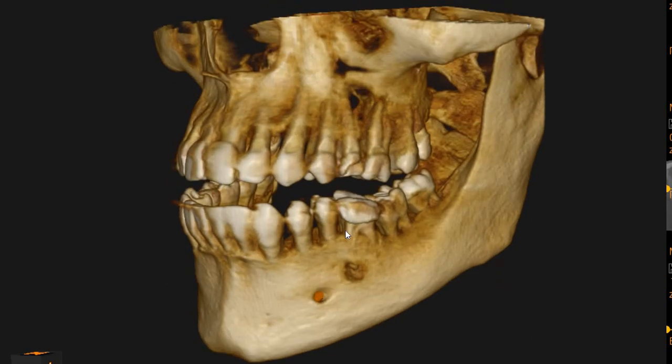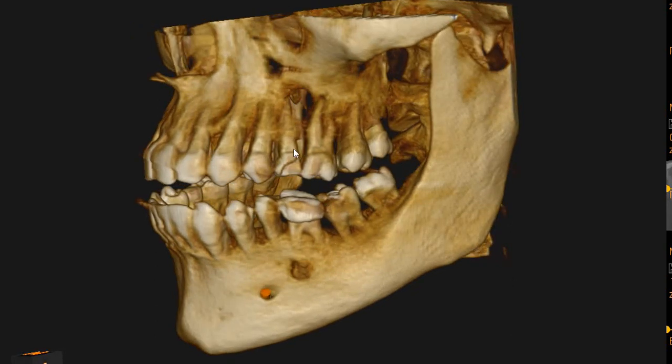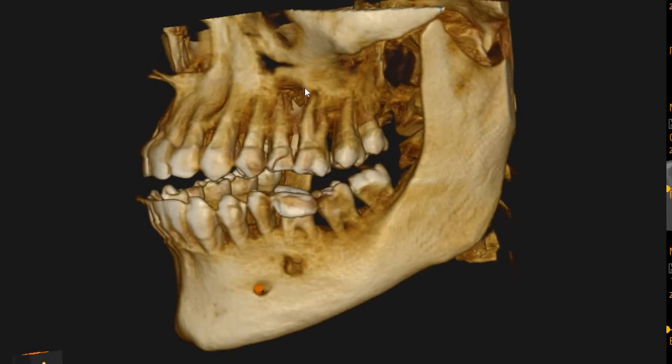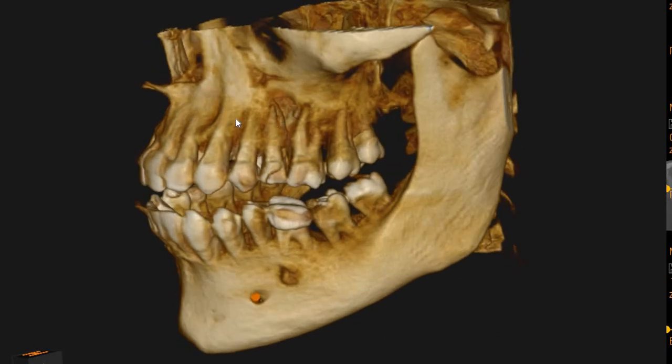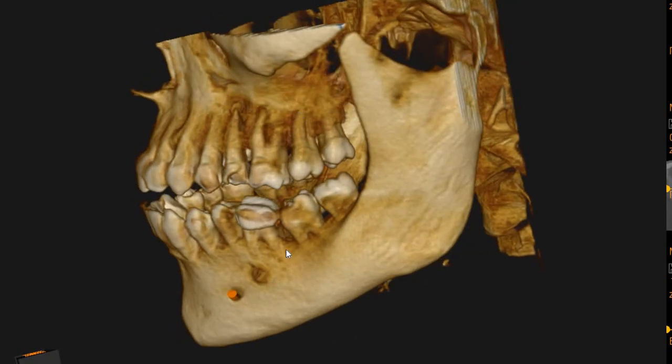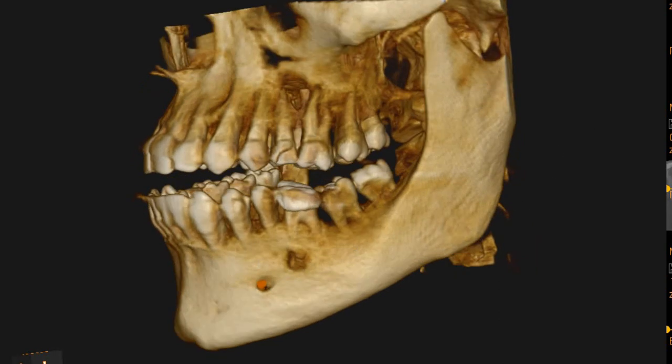This is the CBCT of the patient that you had requested. The area of interest is the upper left 5 and the lower left 6. Both of them have periapical radiolucencies with cortical plate perforations. Here we can see it on the upper left 5, and we can also see it with the mesial root of the lower left 6.